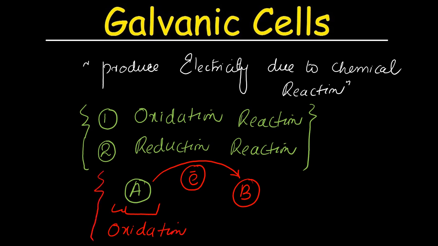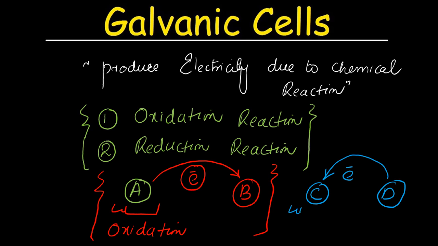Whereas in the case of two atoms, suppose C and D, if electrons are given by atom D to atom C, then electrons are basically gained by atom C. So the reaction which takes place at atom C is known as a reduction reaction. These are the two types of reactions which take place in a galvanic cell.